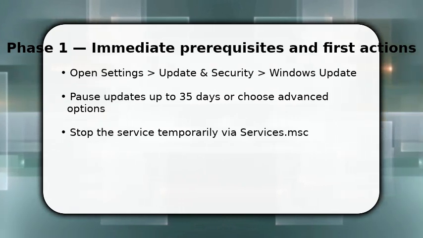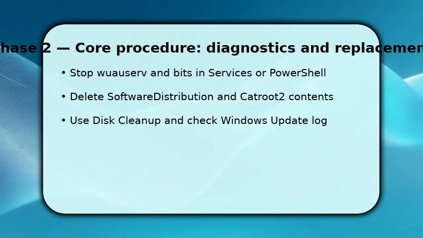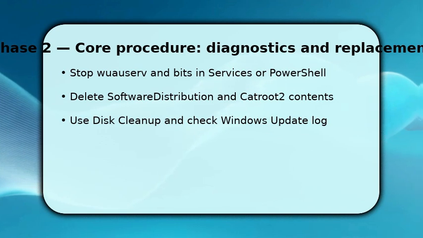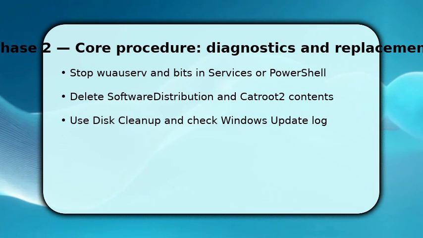Open File Explorer, go to C:\Windows\SoftwareDistribution, and delete the Download and DataStore folders. Then clear C:\Windows\System32\catroot2 contents. You do this because those folders store pending update packages.